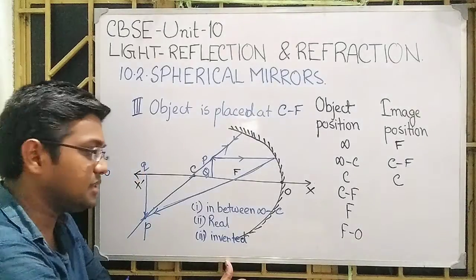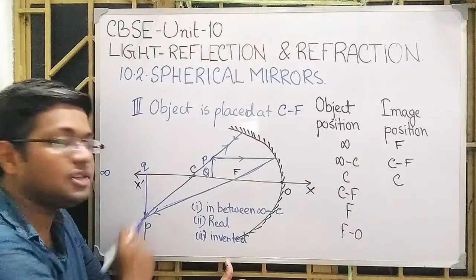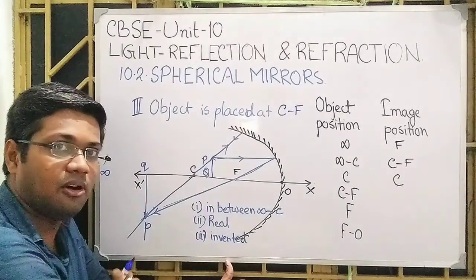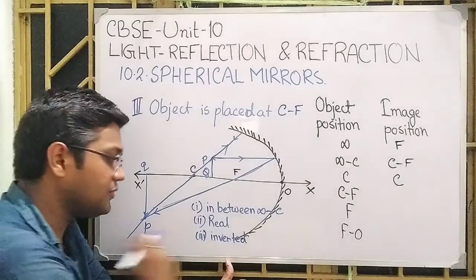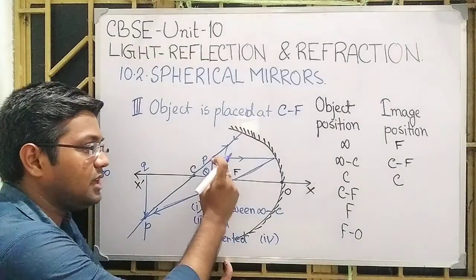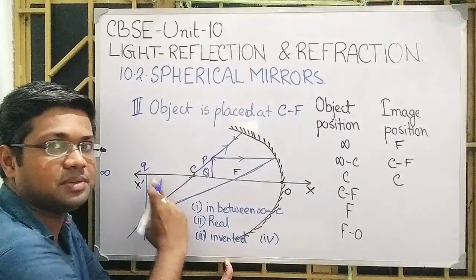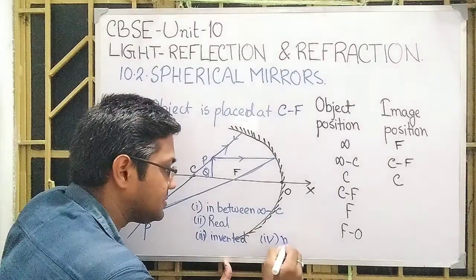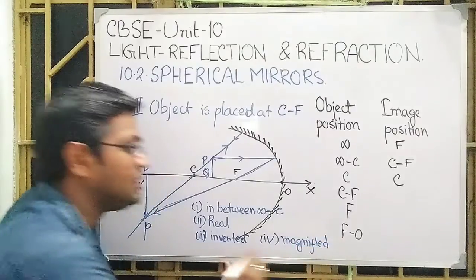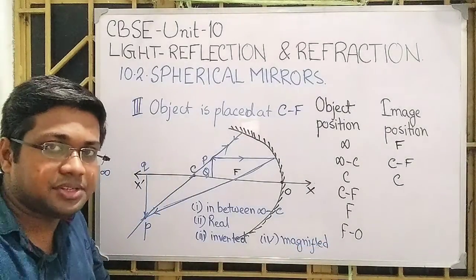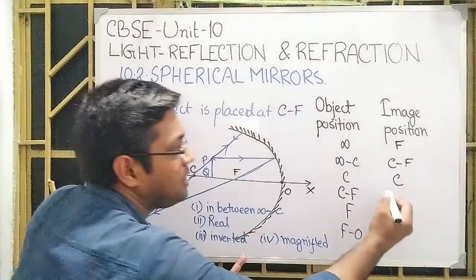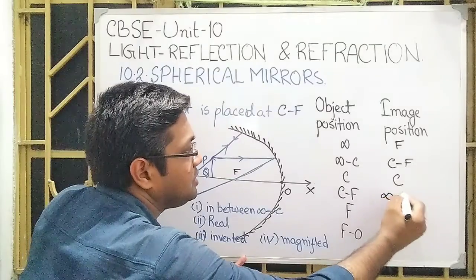Okay, the next is, what is the size of the image? Is it greater in size than that of the object, or is it not? Obviously I think it is clear to you, this is the size of the object and this is the size of the image, so it is magnified, or the image is large in size compared to that of the object.